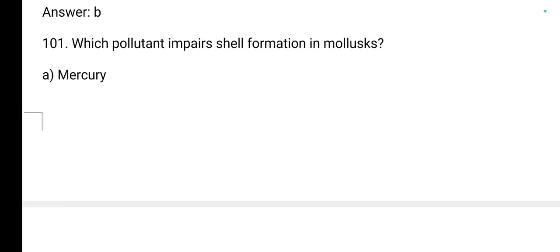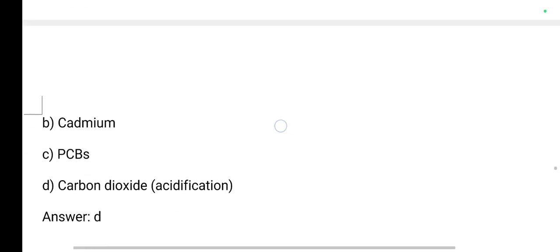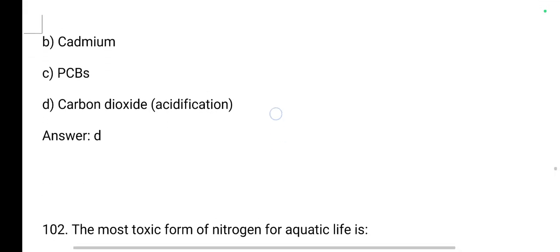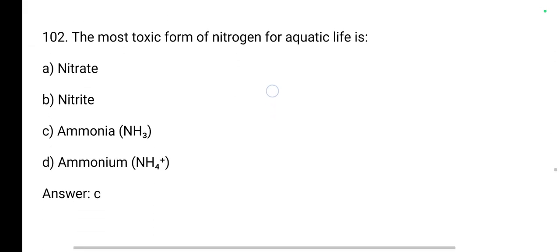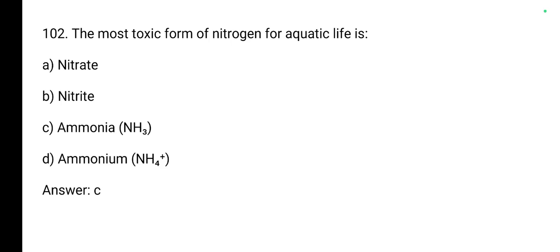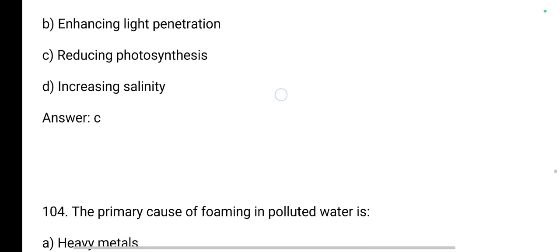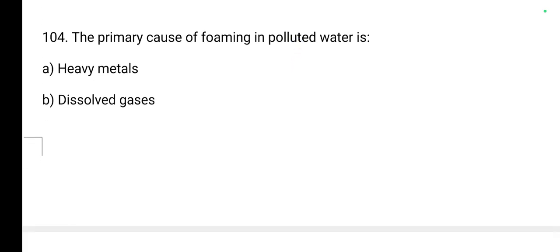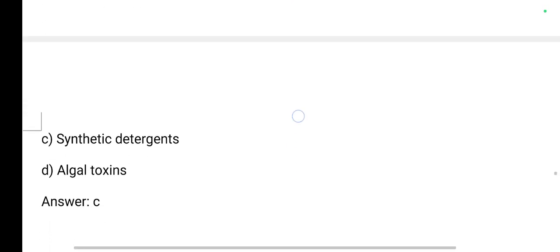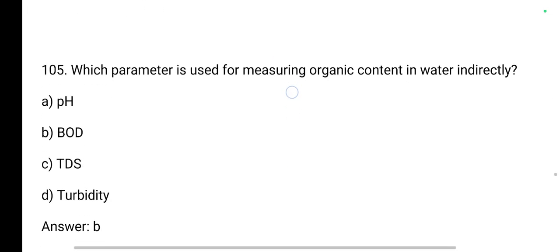Which pollutant impairs shell formation in mollusks? So the correct answer will be carbon dioxide acidification. The most toxic form of nitrogen for aquatic life is unionized ammonia. Increased turbidity affects aquatic life by reducing photosynthesis. The primary cause of foaming in polluted water is synthetic detergents.